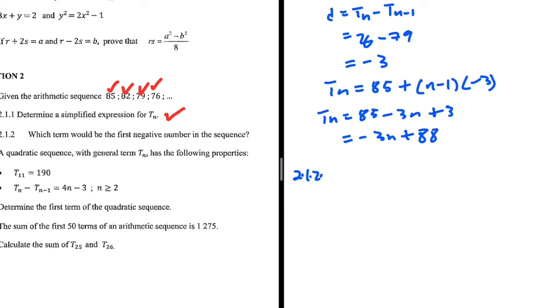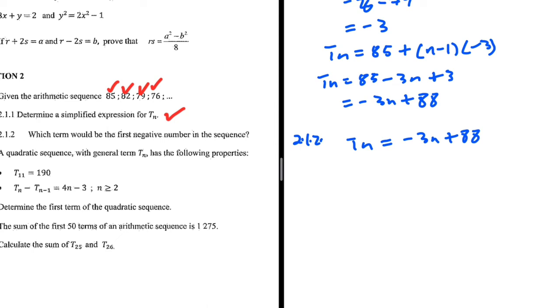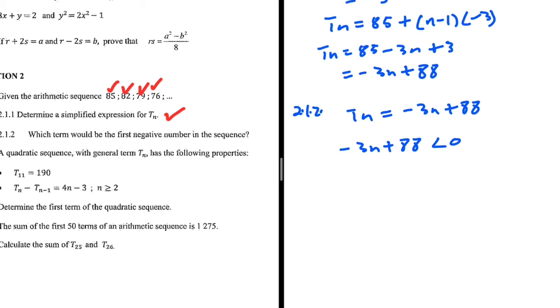Okay, we know that Tn is equal to minus 3n plus 88. So which term will be the first negative number? We are looking for minus 3n plus 88 to be less than 0. In doing this, we will easily find the value of n for which the terms will be negative. So let's go ahead and do that.